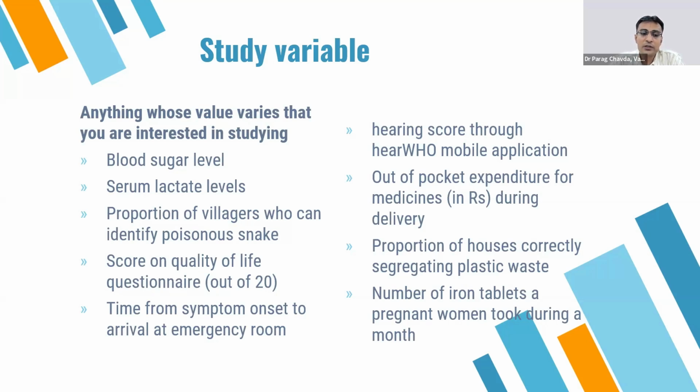What's the time taken from symptom onset to arrival at an emergency room? This would be different for different people. Some person might make a lot of delay and reach the emergency room 3 hours after symptom onset. Someone else might be a little quicker and reach the emergency room within 30 minutes. So the time varies from person to person. Hence, we are trying to find out the average time taken by patients.